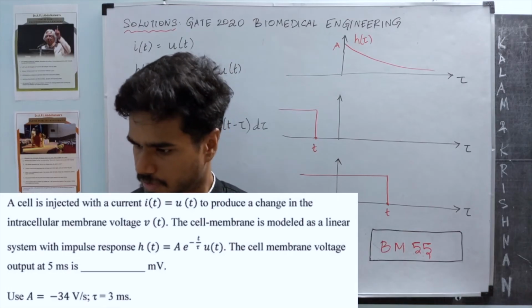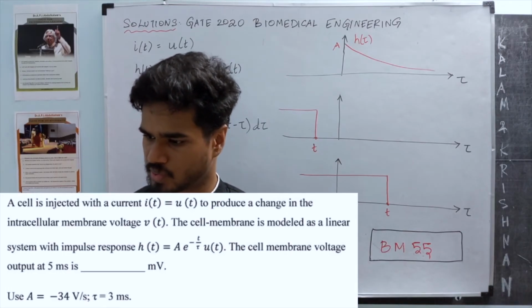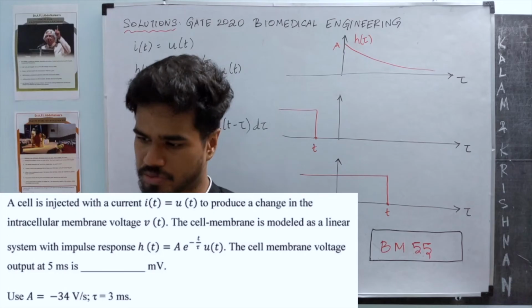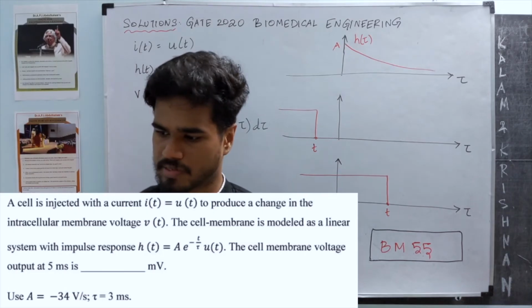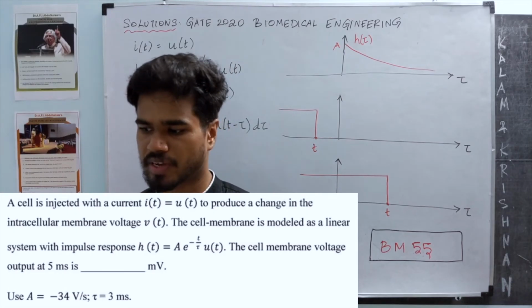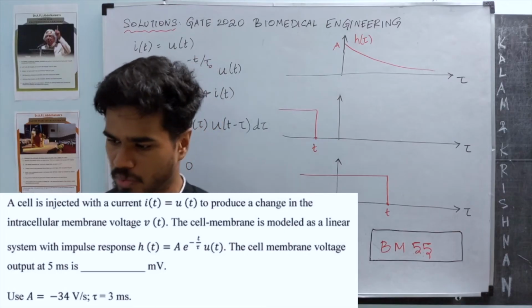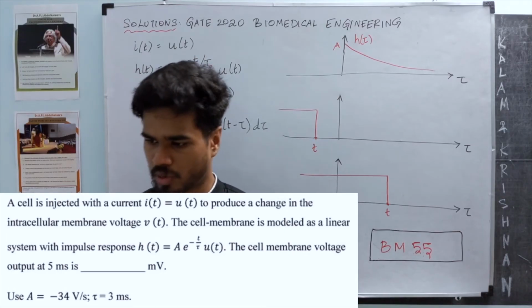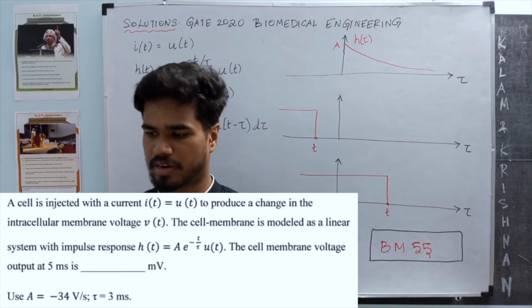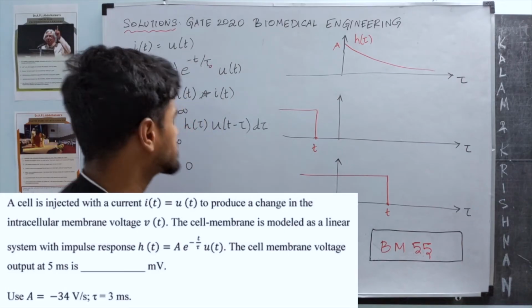A cell is injected with a current I of t is U of t to produce a change in the intracellular membrane voltage V of t. The cell membrane is modeled as a linear system with impulse response H of t is A e power minus t by tau U of t. The cell membrane voltage output at 5 milliseconds is dash millivolts. Constants A and tau are given. I am going to call tau as tau naught.